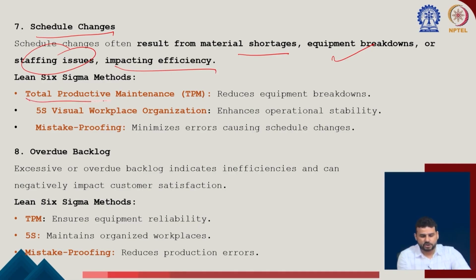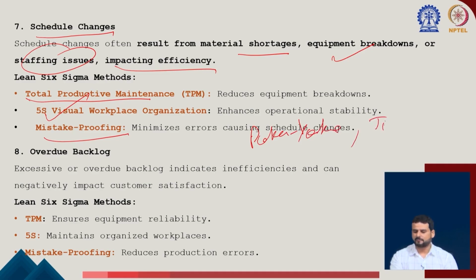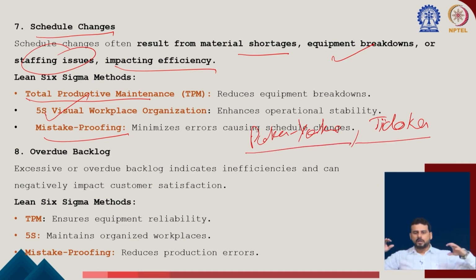So how can we ensure less schedule change? We should ensure total productive maintenance, where the equipment should not be down, right? And then we can implement 5S housekeeping approach, we can use mistake proofing, Poka-yoke system, or we can use Jidoka system. Already we discussed when we discussed the quality tools, how we can implement these kinds of lean tools so that those will be error free.